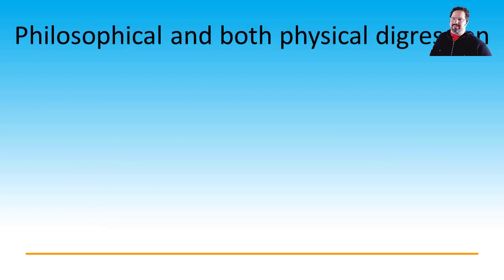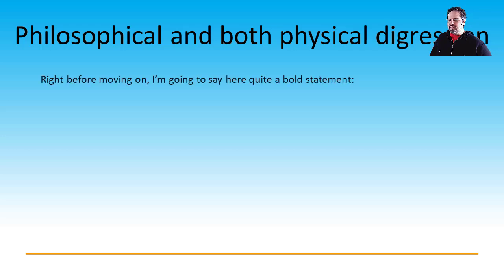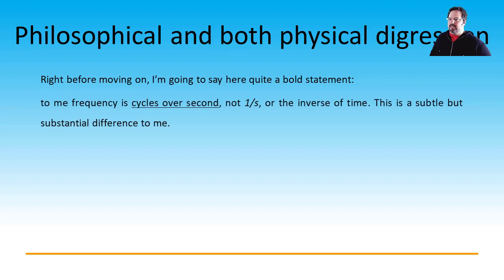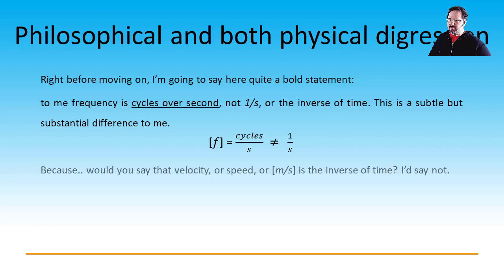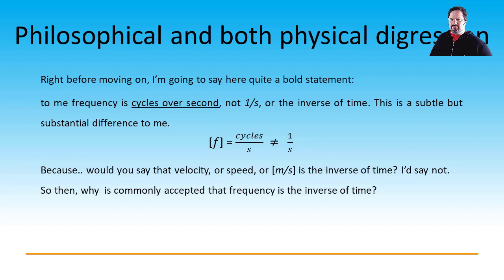Let's tackle this philosophical and also physical digression. Right before moving on, I'm going to make quite a bold statement. To me, and this is to me, for real, frequency is cycles over second, not 1 over second, or the inverse of time. This is a subtle but substantial difference to me, because would you say that velocity or speed or meters over second is the inverse of time? I'd say not. So then why is it commonly accepted that frequency is the inverse of time?